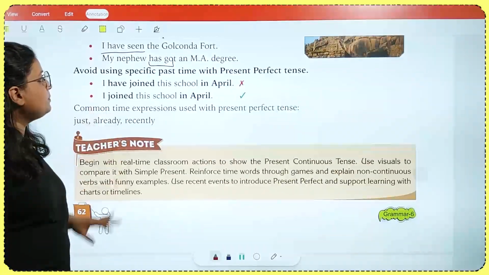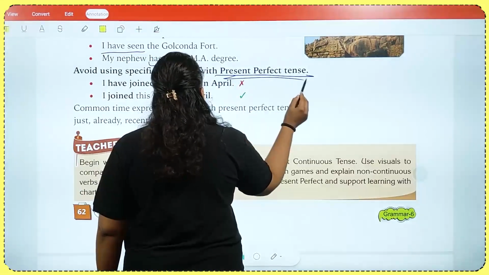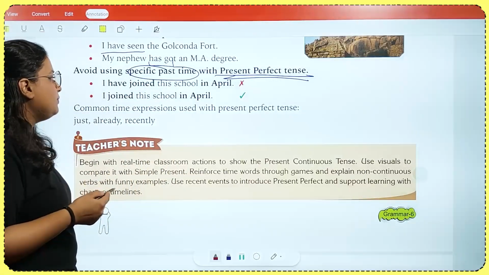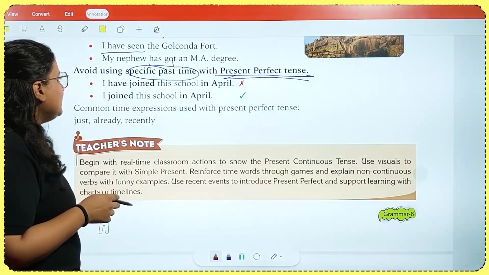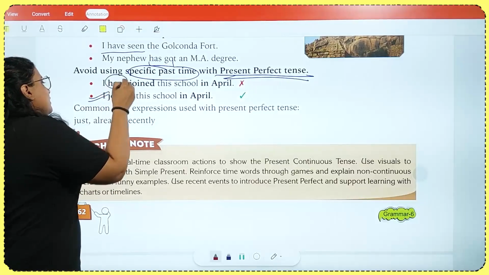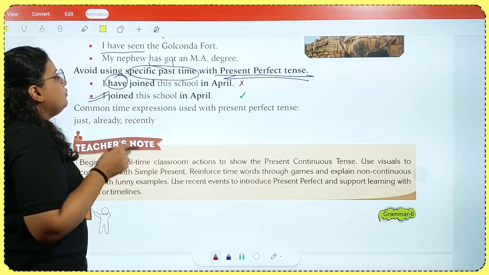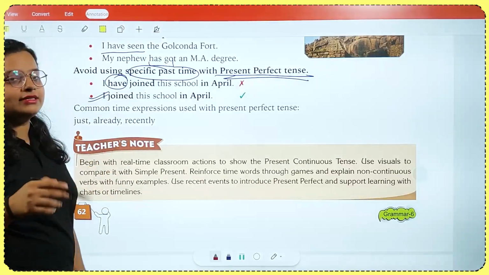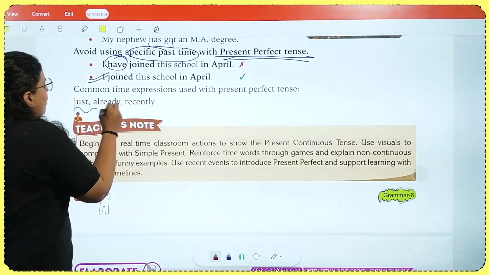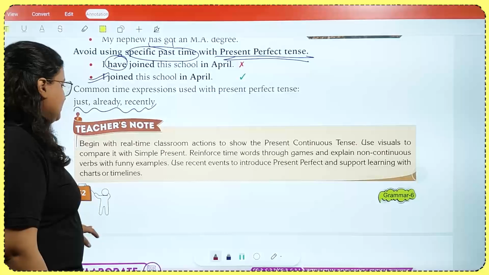Avoid using specific past time with present perfect tense. You do not have to use specific past time. I have joined this school in April. I joined this school in April is the correct form because this have is showing present perfect tense. But if you are using specific time, then we will not use present perfect tense. Common time expressions: just, already, recent. All these words are showing that it has happened in the moment only.